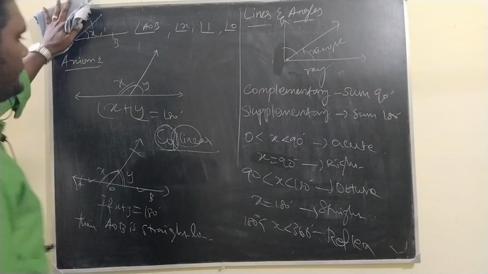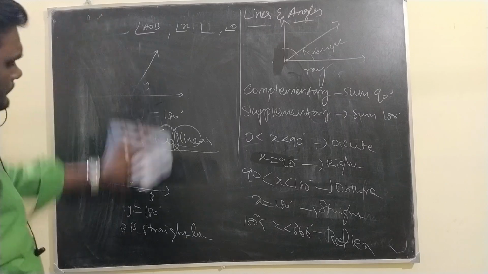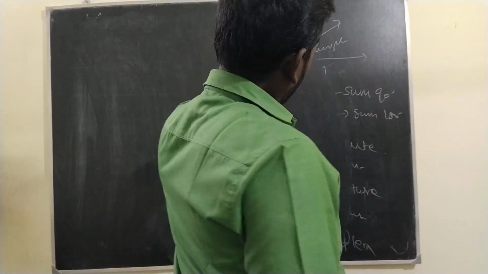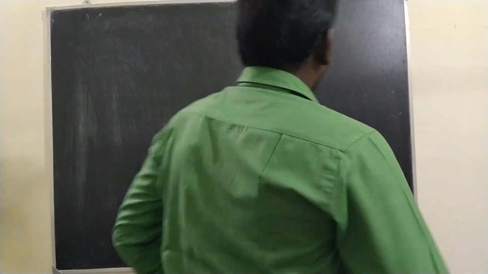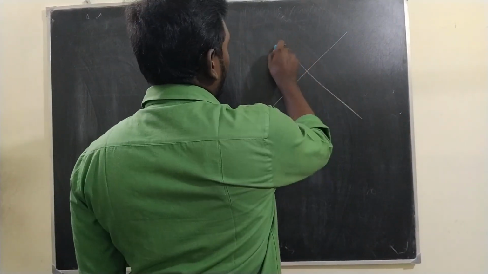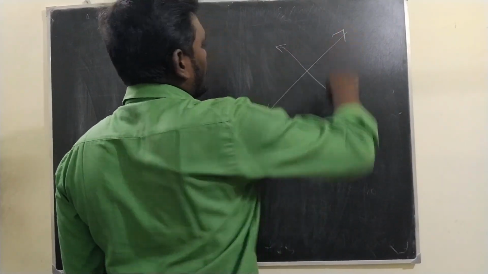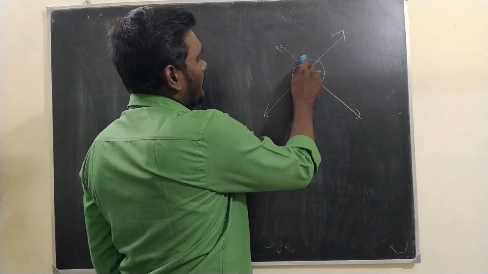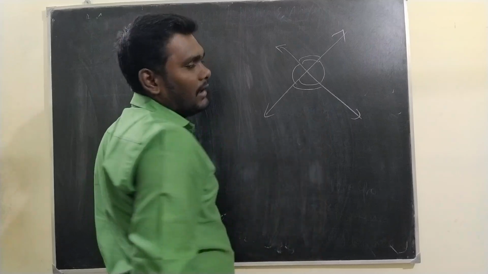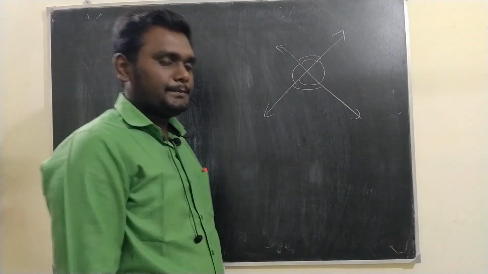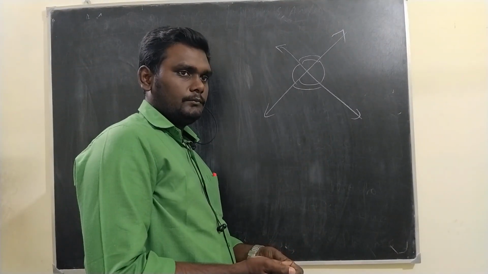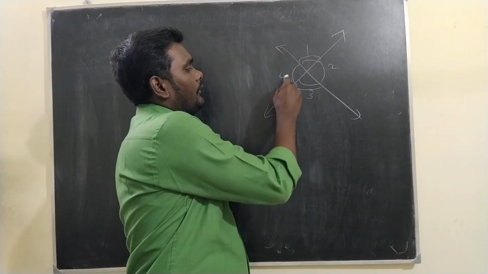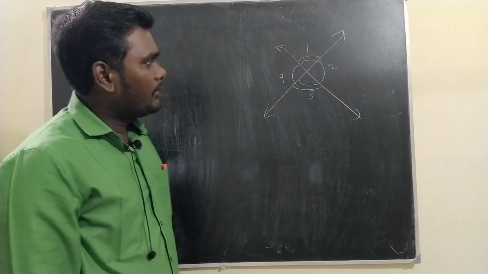Vertically opposite angles, you know. See, when two lines are intersecting, then there will be four angles made. These are vertically opposite angles, like we call them, and they are equal, like we may say. How to prove this, you know? See, 1, 2, 3, 4. How will you prove vertically opposite angles are equal?